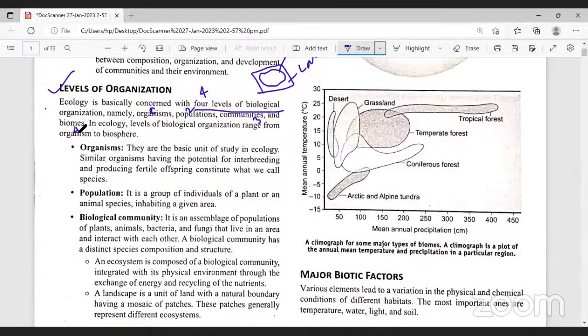Sometimes they may ask questions. In ecology, levels of biological organization range from organism to biosphere. Ecological levels of biological organization range from organism to biosphere. What is the meaning of organism to biosphere? See this one.